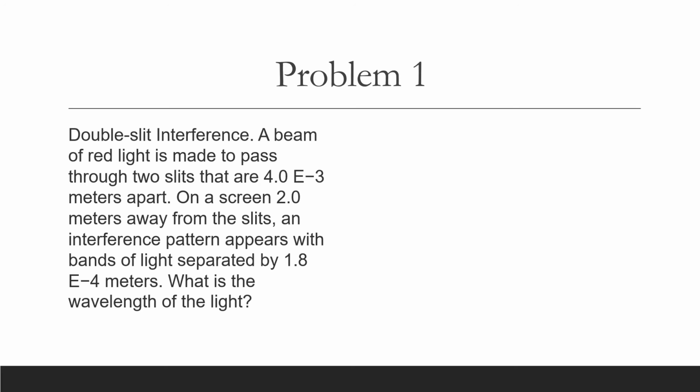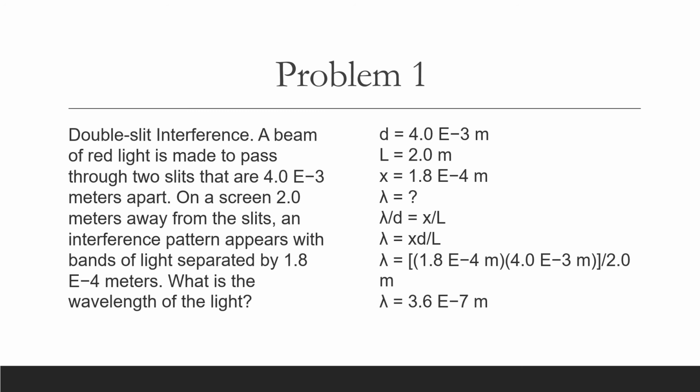Alright, so remember that at first we need to write down our givens. So what are the givens that we have? The first one, which will be the distance between the slits, d, would equal 4.0 e minus 3 meters. We already have L, which is the distance from the double slit barrier to the screen, and that is 2.0 meters. Lastly, we have letter X, which will stand for the distance from the central maximum to the first bright fringe. What are they asking for? They are asking for the wavelength.